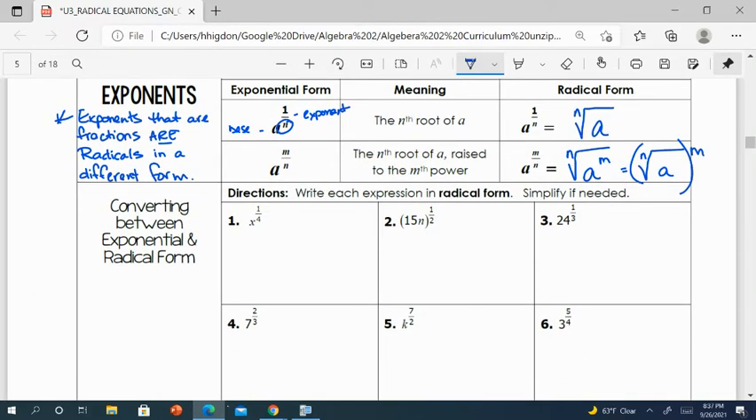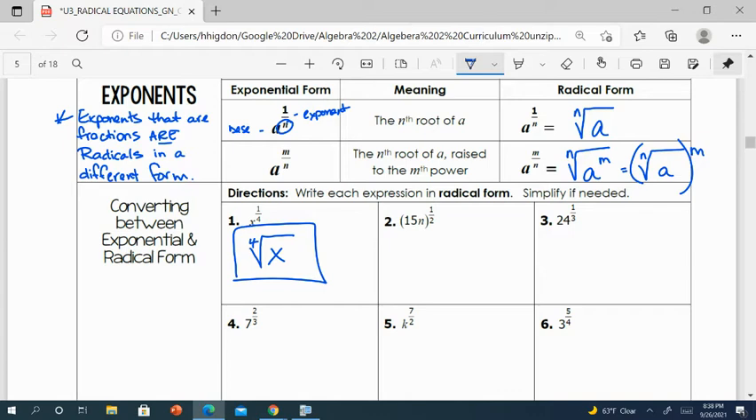Converting between exponential and radical form, directions say write each expression in radical form, simplify if needed. So number 1 says x to the 1/4 power. Well, x is the base. The base goes under the radical. The denominator is the index. Now that numerator is a 1, so we're done.